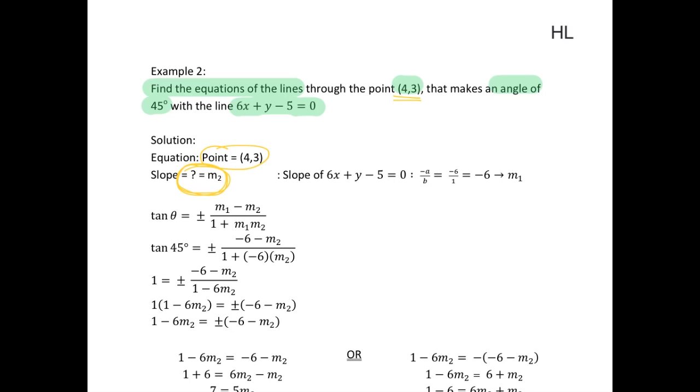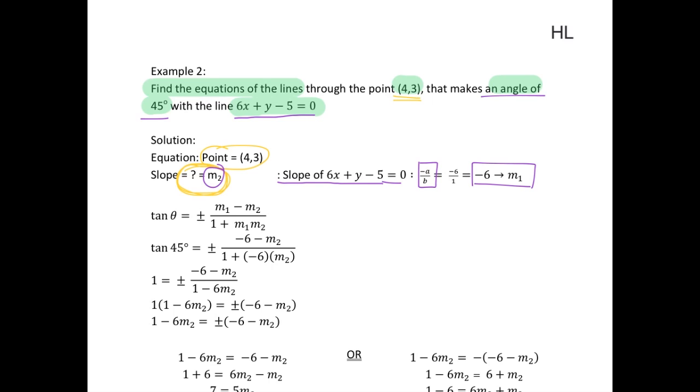And we'll call that slope M2, because what we want is for the line that we find to have an angle of 45 degrees to a given line 6x plus y minus 5 equals 0. So let's call the slope that we want M2, and we can find our M1 just by getting the slope of the line given, 6x plus y minus 5 equals 0, just by using again our minus a over b, and we find that M1 is minus 6.